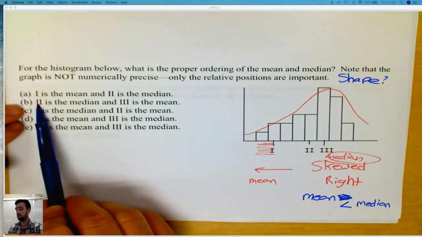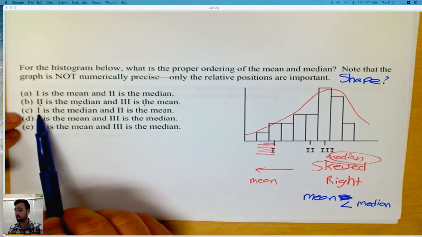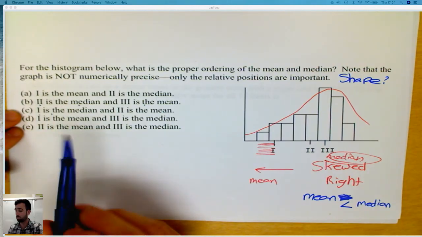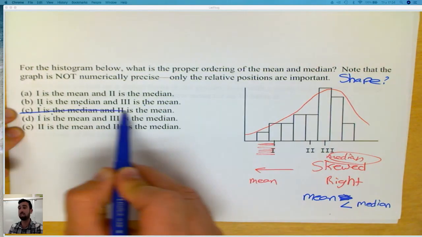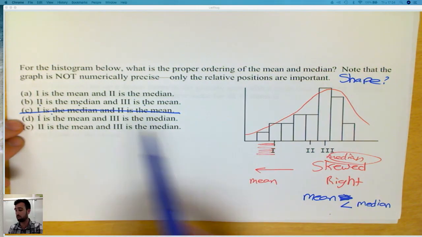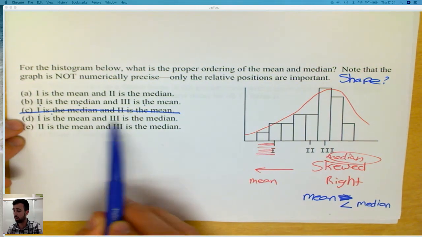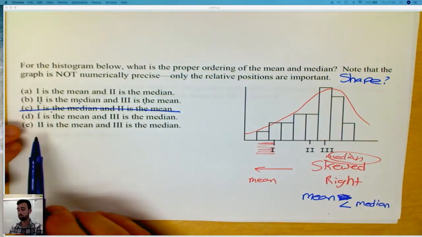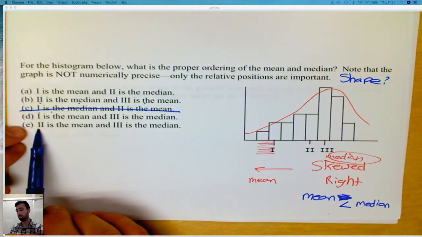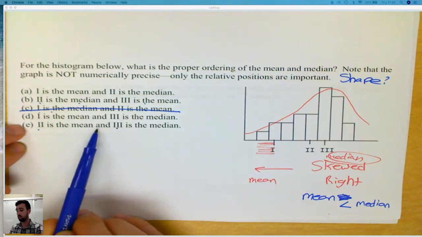We'll keep that. 2 is the median, 3 is the mean, also possible. C, 1 is the median, 2 is the mean. Nope, because that means that the median is smaller. That's not right. Down here, 1 is the mean, 2 is the median. Possible. Let's keep it. Oh, wait, 3 is the mean. Yeah, possible. Let's keep it. 2 is the mean, 3 is the median. Also possible. We'll keep it.